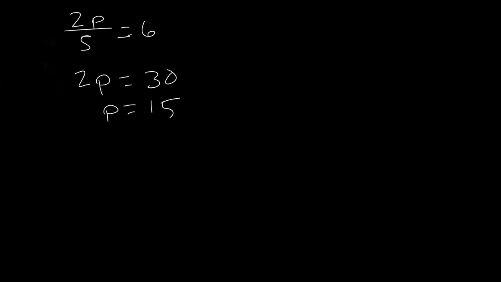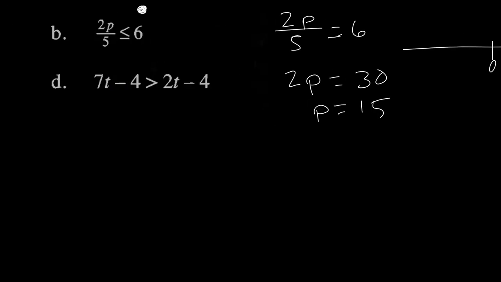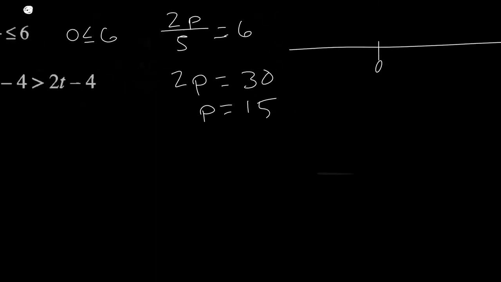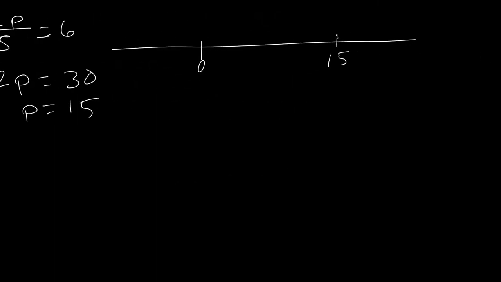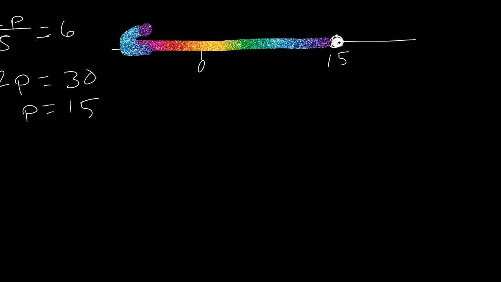So on this one, if I graph it as a number line, my boundary here's 0. I'm going to say way over here is the number 15. And if I test 0 into that original inequality, that becomes 0, and 0 is less than or equal to 6. So that means everything, including the 15, because this one included the boundary point, is a solution. So all of these points are solutions. I didn't write down what it is. This is p is less than or equal to 15.